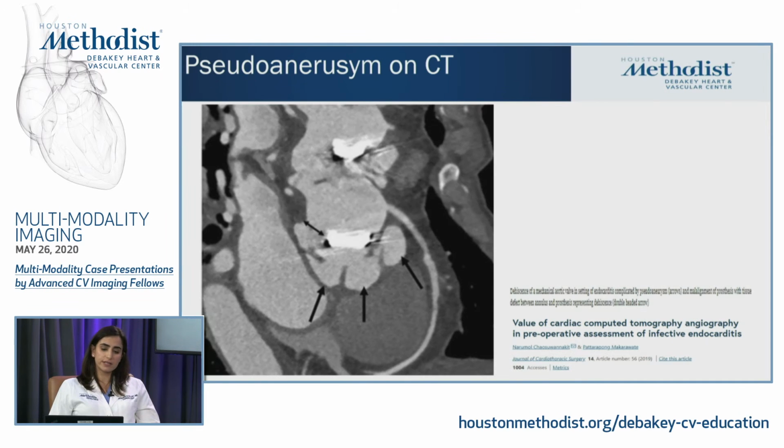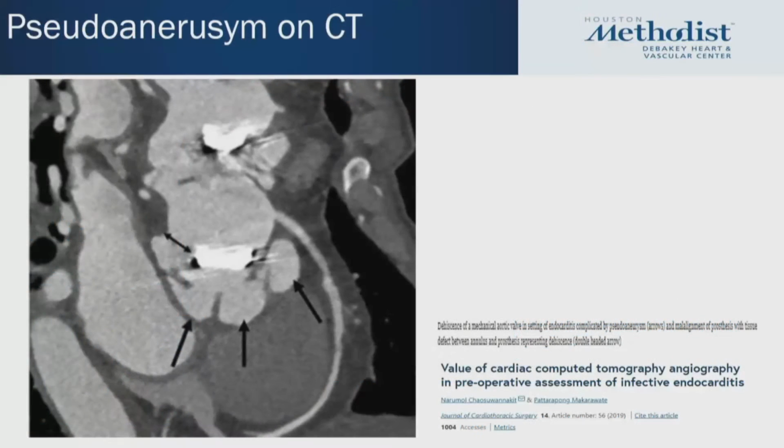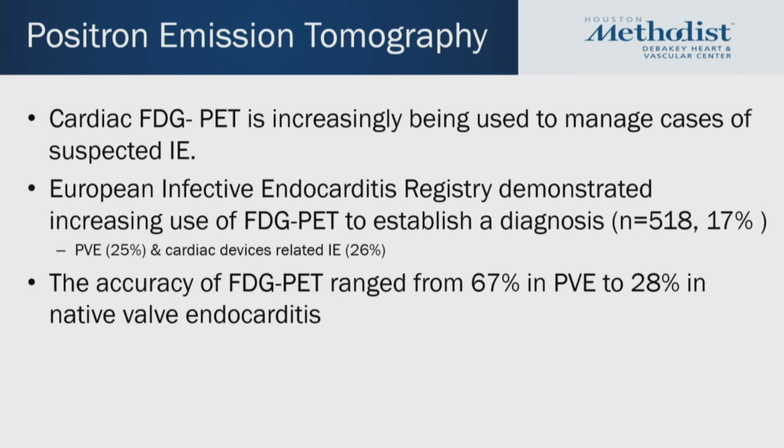So this is just an example of how a pseudoaneurysm just below the bioprosthesis here is communicating. The bioprosthetic valve has lost that tissue delineation here, and what we're seeing is that the valve is a bit tilted, concerning for prosthesis dehiscence and pseudoabscess formation in this person.